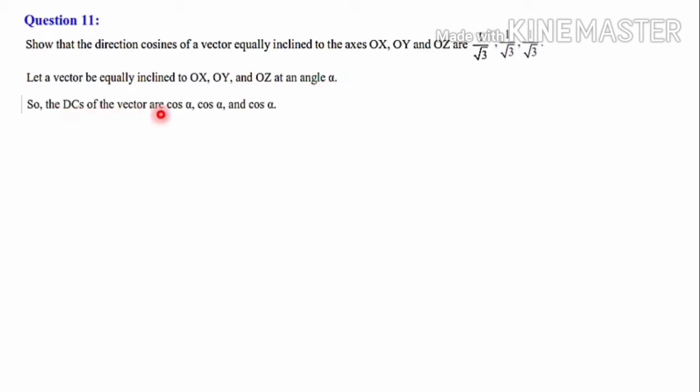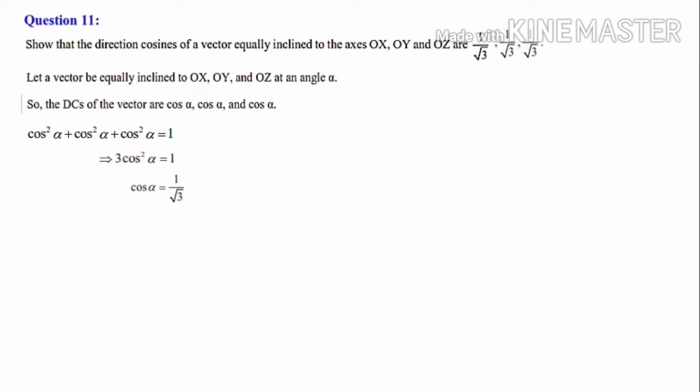So the DCs of the vector are cos alpha, cos alpha and cos alpha. Since all three angles are alpha, we can take the direction cosines as cos alpha only. cos square alpha plus cos square alpha plus cos square alpha is equal to 1. We have learned the formula L square plus M square plus N square is equal to 1. So L, M and N are same here. That's why cos square alpha plus cos square alpha plus cos square alpha is equal to 1. So that is 3 cos square alpha is equal to 1. That is cos alpha is equal to 1 by root 3.